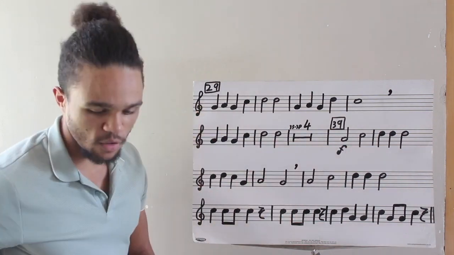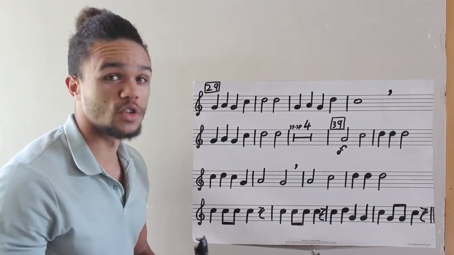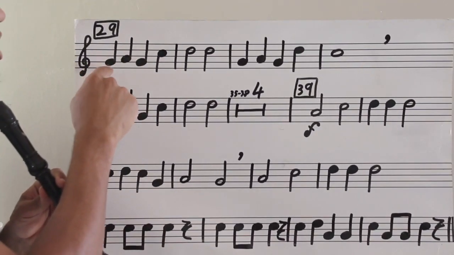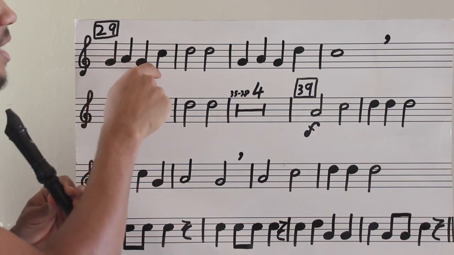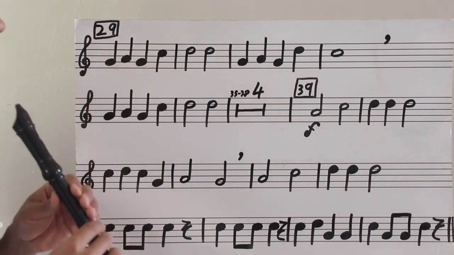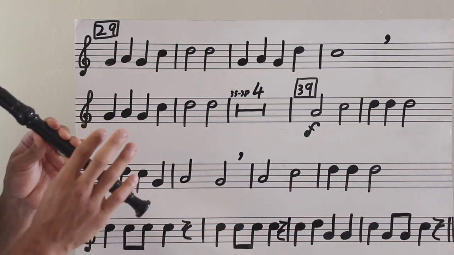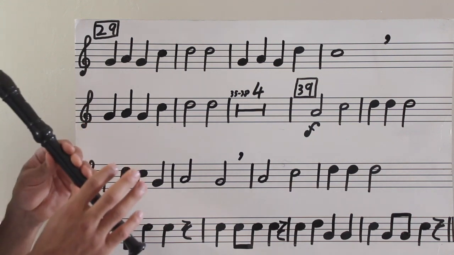Alright, so let's start off in bar 29. Let's zoom into our music and let's get straight into it. So we start off with our G, A, G, C. Let's go ahead and play that. 1, go. Again.